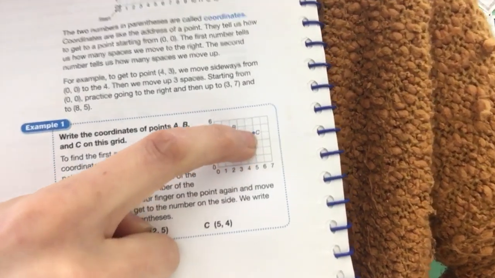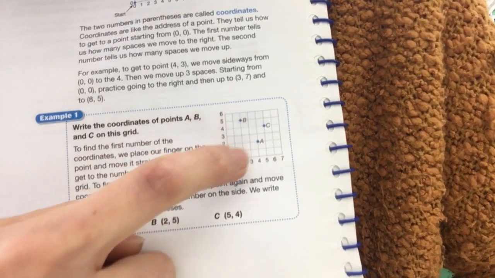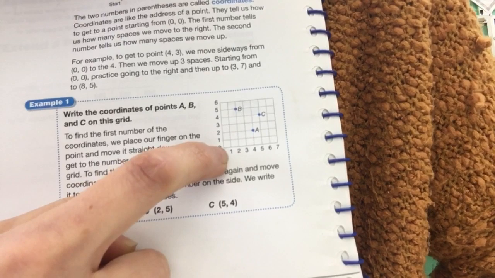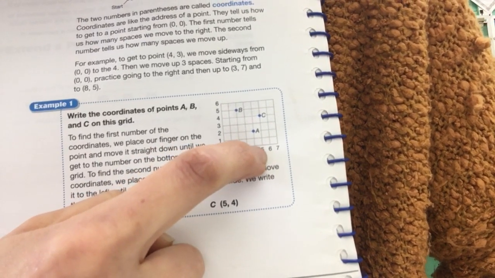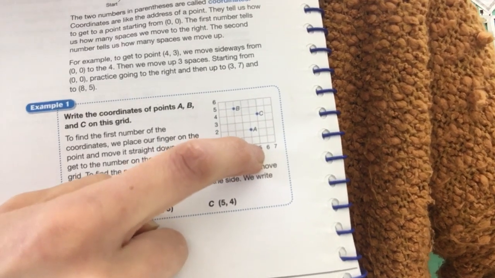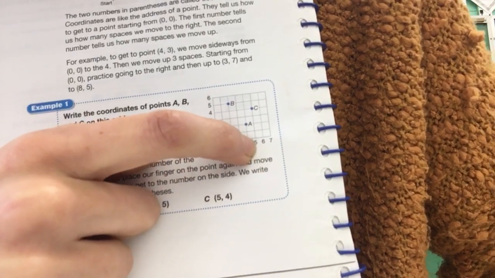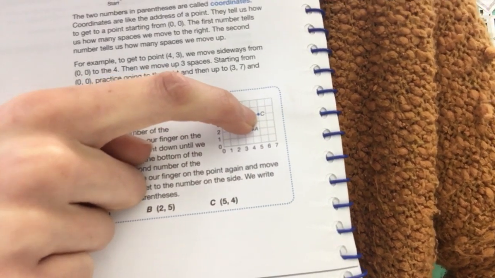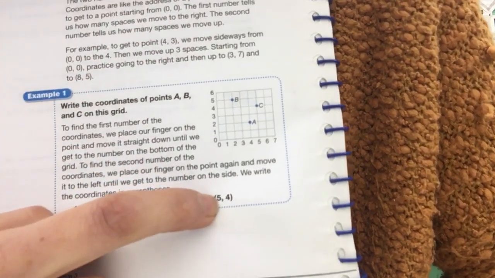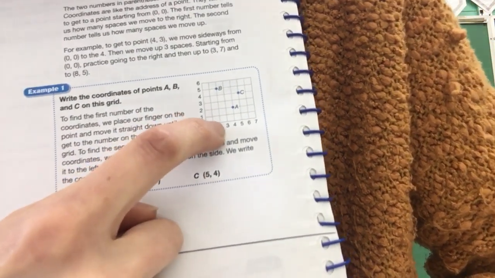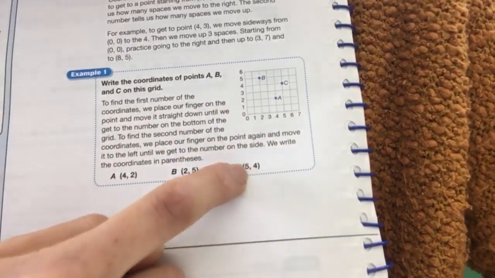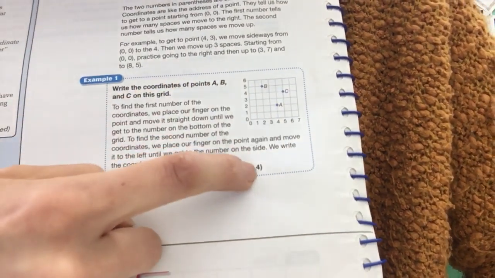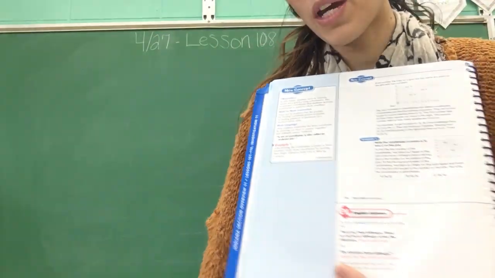Okay, so C. You see that? All right. So it's point 0, 0. So 1, 2, 3, 4, 5. And then how many times do we go up? Let's see. 1, 2, 3, 4. So we know that our answer is 5 because we moved over to the right 5 times. And 4 is the second number because we moved up 4 times. Okay, do you get it?